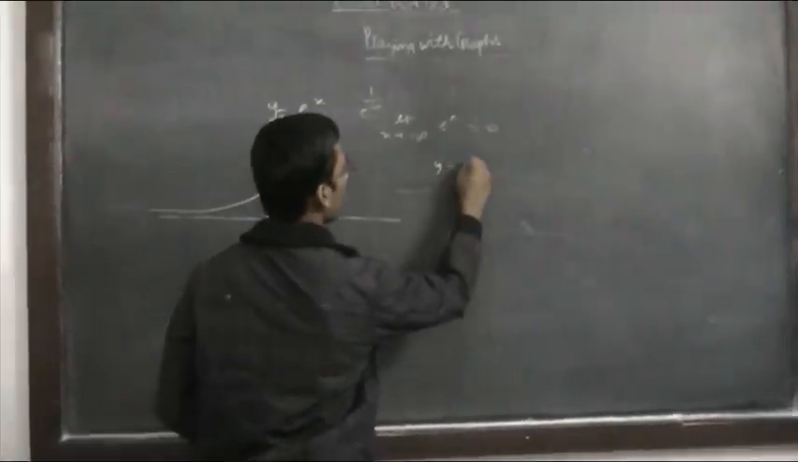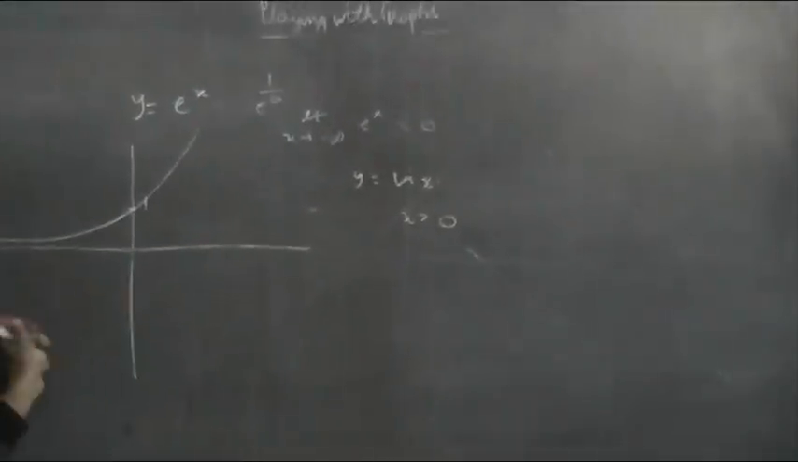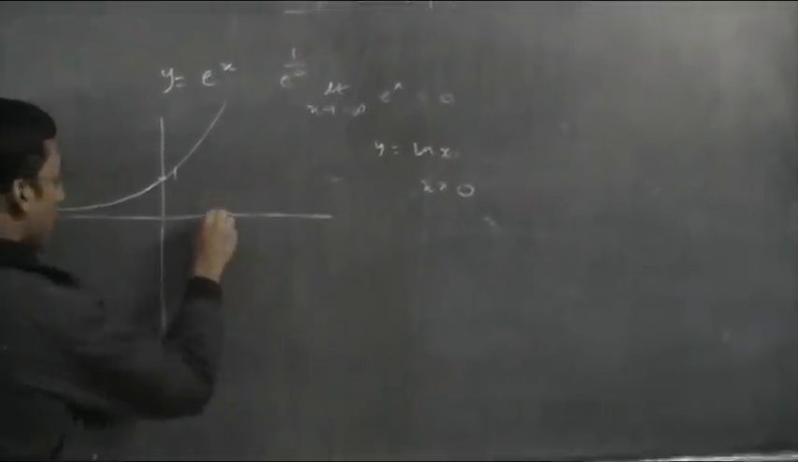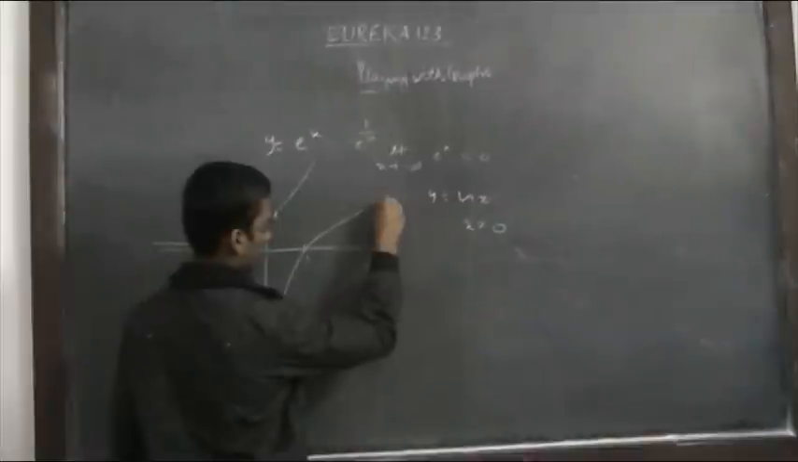Y equals log x. What is the domain of this? The domain of this is x greater than 0. So we won't have a graph towards the left. So when x is 1, y is 0. So it will pass through this point, and we get log x to be like this.